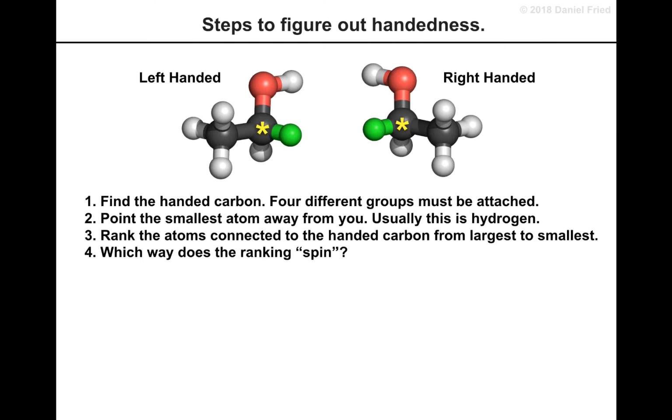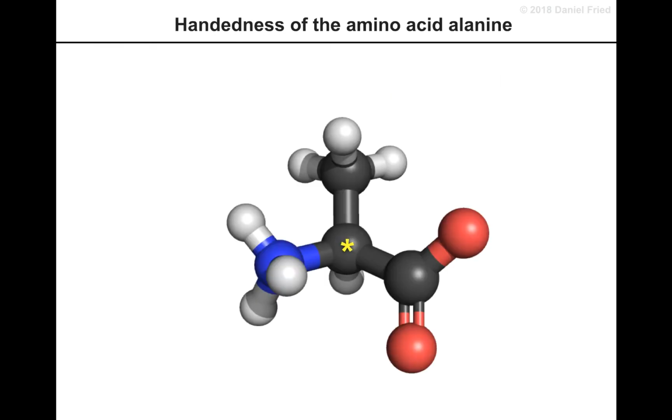Once you've done that and you've pointed the smallest atom away from you, then you're ready to rank the remaining 3 atoms. So figure out which is the heaviest, which is the lightest atom. That is going to help you figure out whether we are spinning to the left or to the right. If you count up your rankings, do you have to circle to the right or circle to the left? That's telling us which of the chiral molecules we have. Is it the left-handed or the right-handed molecule?